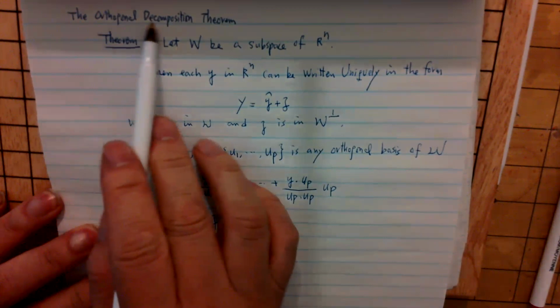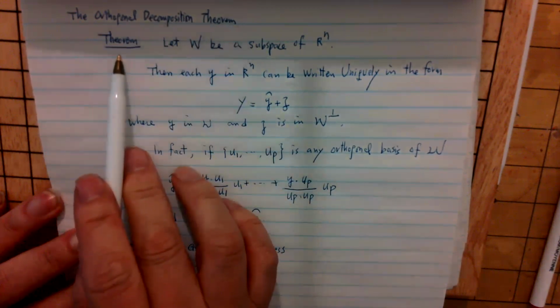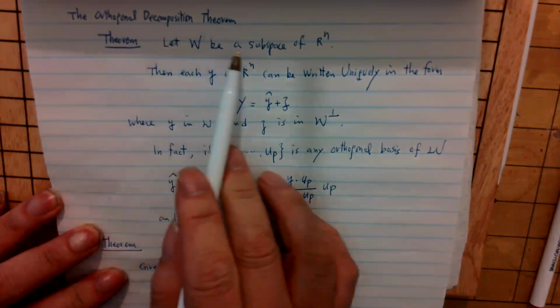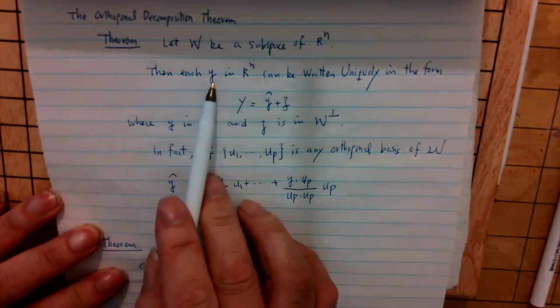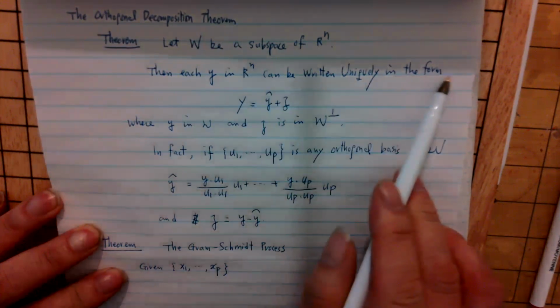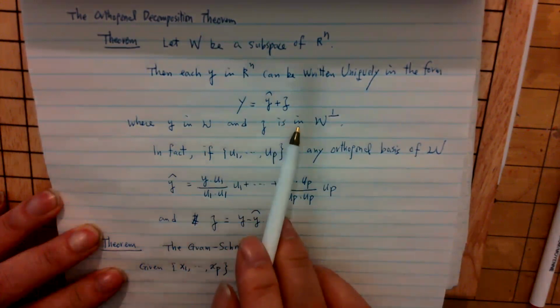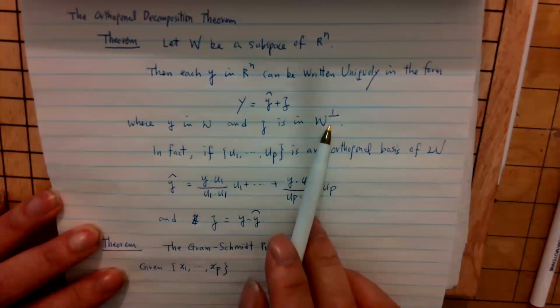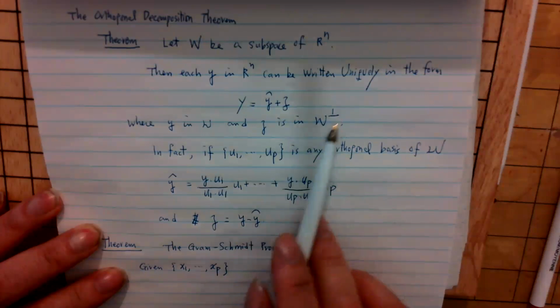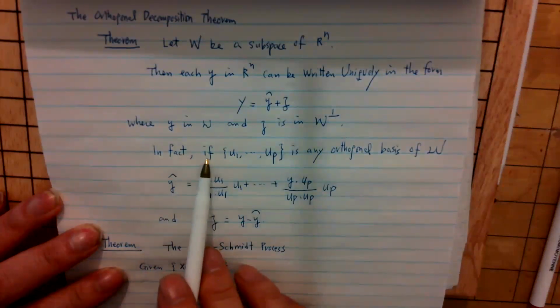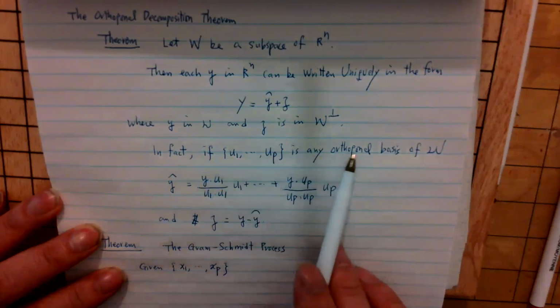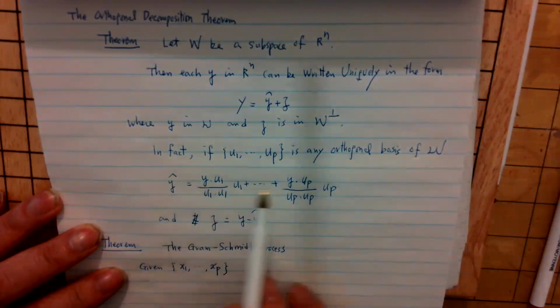Now I introduce to you the orthogonal decomposition theorem, summarized from what we just discussed. Theorem: let W be a subspace of R^n, then each y in R^n can be written uniquely in the form y equal to y hat plus z, where y hat is in W, and z is in the orthogonal complement of W. In fact, if u1 up to up is any orthogonal basis of W, y hat can be written as this, and z is equal to y minus y hat. Okay? Then we're going to introduce the Gram-Schmidt process.